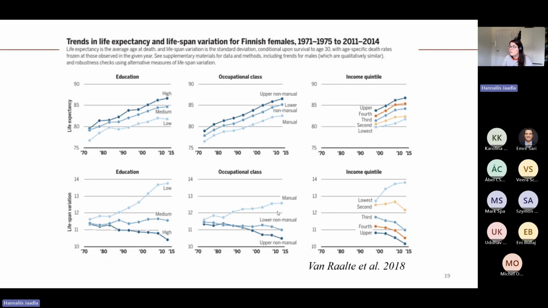And we see it both for occupational class and also the income quantile. And this phenomenon here showcases data for Finland, but studies have also shown it in other contexts. So this kind of lifespan variation for the low socioeconomic groups is actually increasing also in other places. And this has a lot to do with the midlife mortality crisis and increasing variation in ages of death.